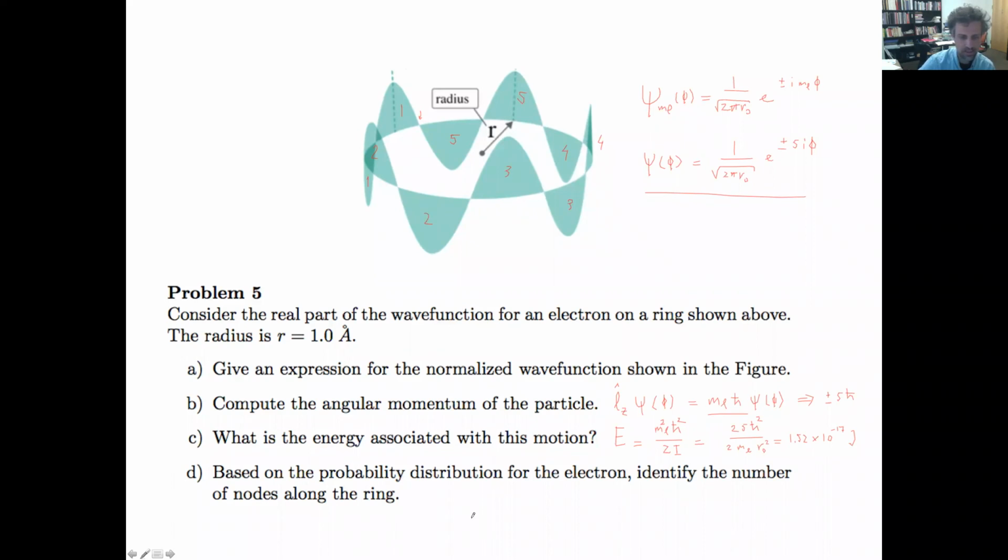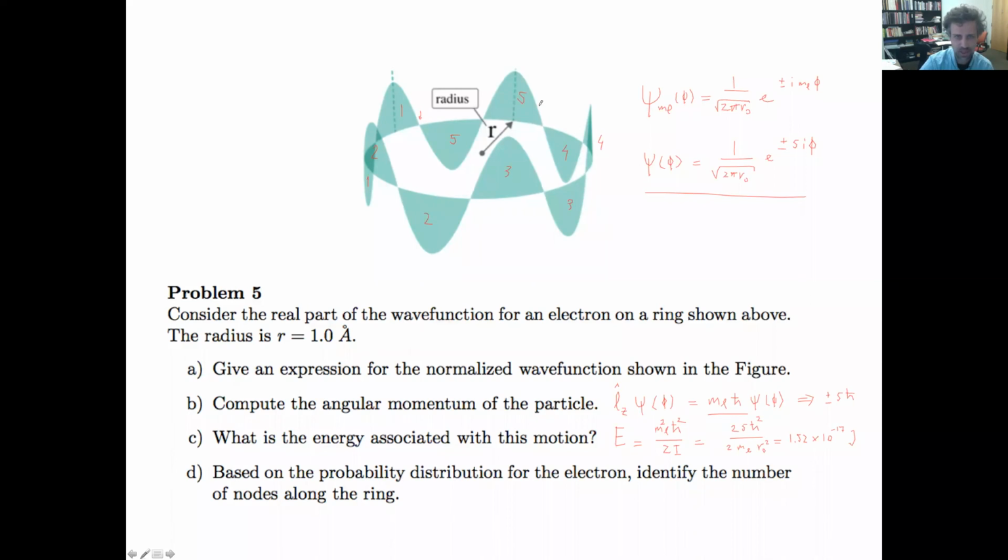Okay, the next one, that's a good one. Based on the probability distribution for the electron, identify the number of nodes along the ring. This is a kind of a little bit of a stinker, I think, because if you look at this picture, you say, oh, look, it has 1, 2, 3. Basically, you're going to count all these 0 crossings here. But this is actually the wave function, as you can see here, the real part of the wave function. So it's not the whole thing.